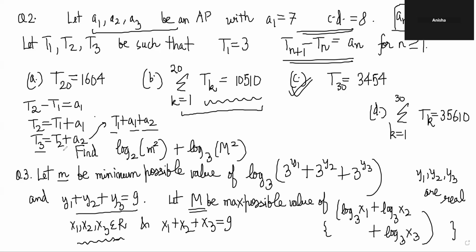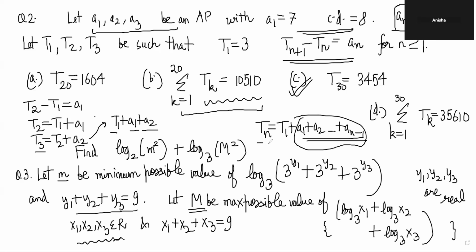Similarly, you'll see that T4 will be T1 plus A1 plus A2 plus A3. Similarly, you can now find Tn, which will be T1 plus A1 plus A2 till An minus 1, which is just a summation. This sum we can do because we know the sequence. And then you get Tn in terms of T1 and an expression dependent on n.